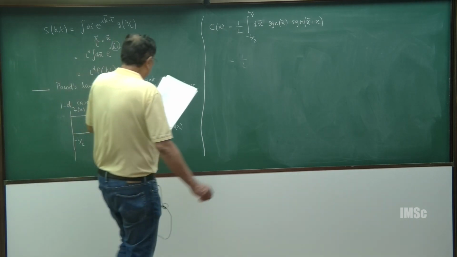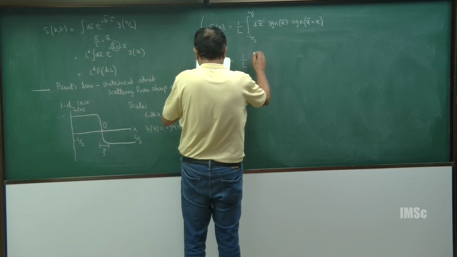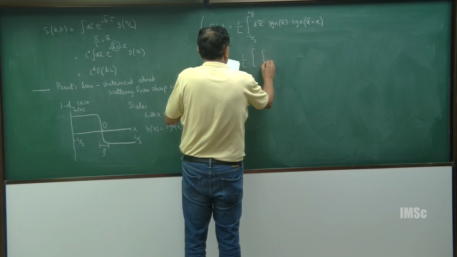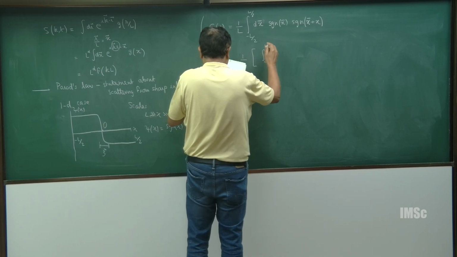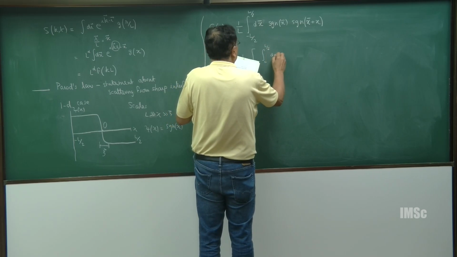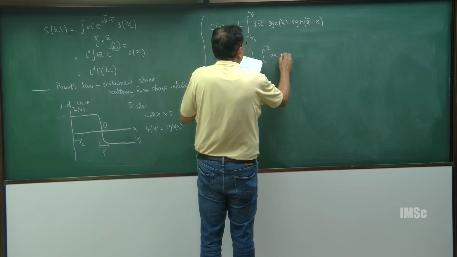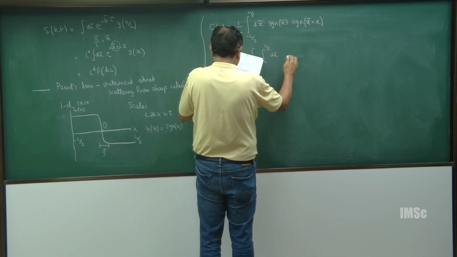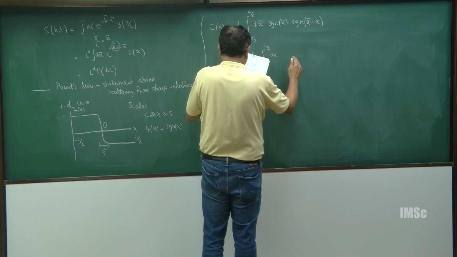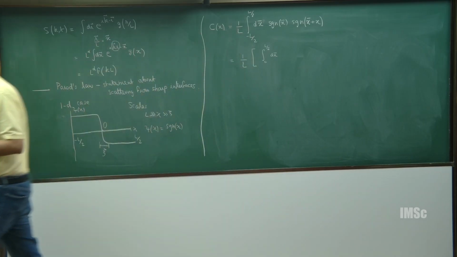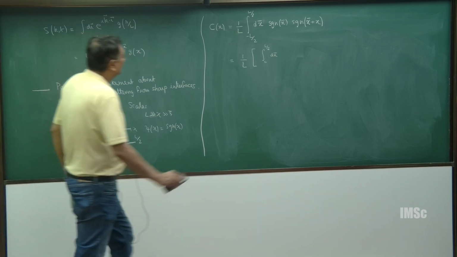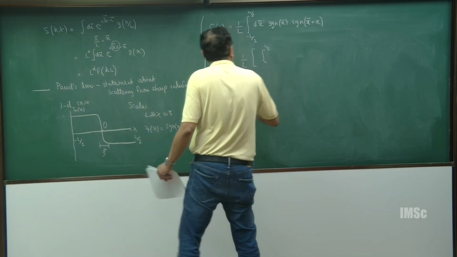So, this is 1 over L. Let me break up this integral. This is 0 to L by 2, so I first take the starting point as lying within 0 to L by 2, and then I have here the quantity. Let me do this a little carefully so I don't get it wrong. So it's basically like this.